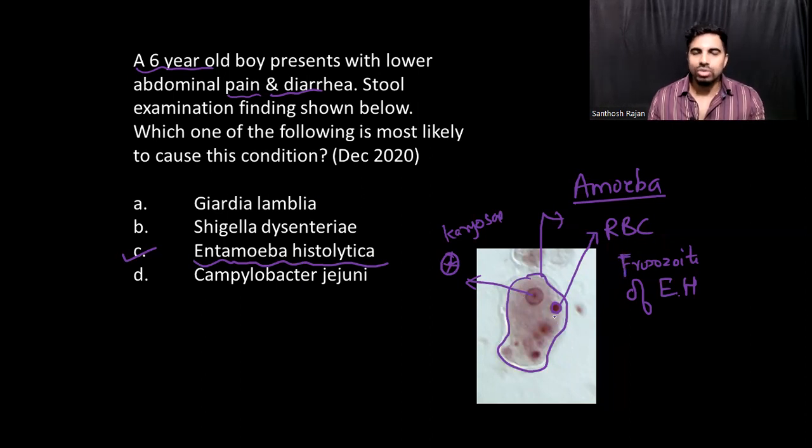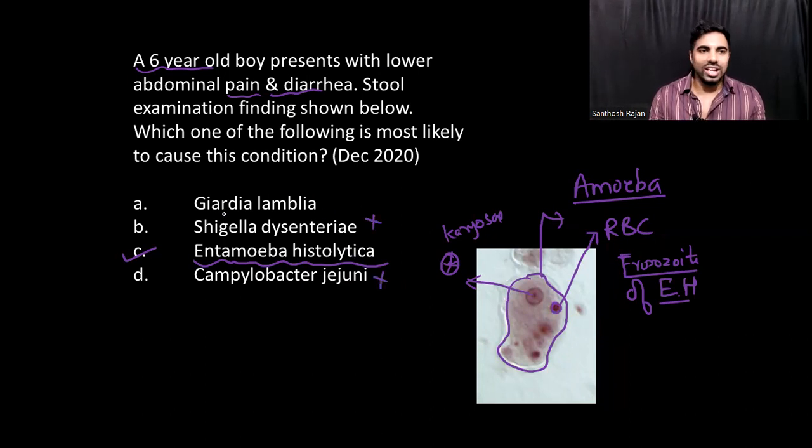I'll show you now. This is a trophozoite form where RBC, this is erythrophagocytosis, we call. The amoeba engulfs the RBC from our body, right? From the intestine. So this is a trophozoite. And this picture will come only in Entamoeba histolytica, not in other things. You'll not see it in Giardia lamblia, Shigella, and Campylobacter. They are totally bacteria, so there is no link. These, you can definitely rule out.